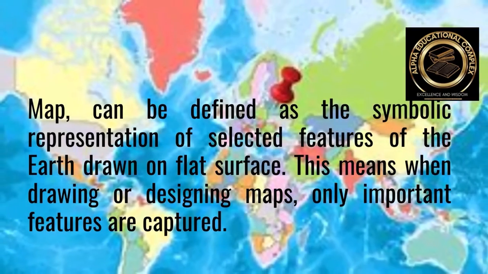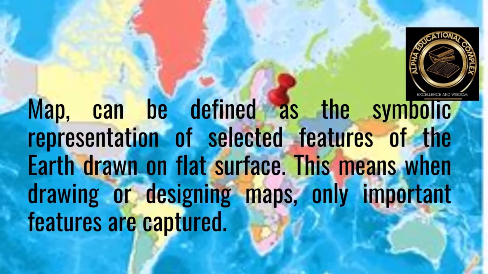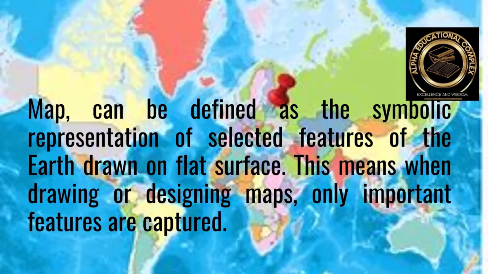We know a map presents and describes various aspects of the world for purposes of clarity. It is a representation of reality by abstract things. This means anything found on the Earth's surface can be represented by something. Maps can be defined as the symbolic representation of selected Earth features drawn on a flat surface with a scale.